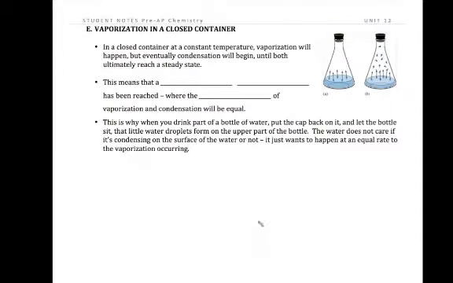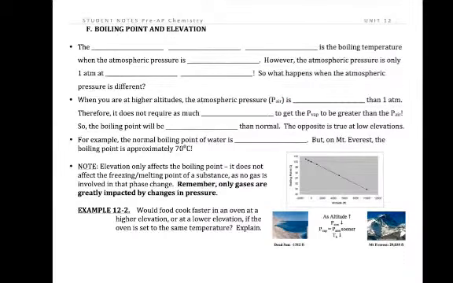Now, if we've got vaporization in a closed container, what we reach, and I talked about this earlier, is a phase equilibrium, where the rates of condensation and vaporization will be equal. And so even in your water bottle, you're going to see some condensation on the edges, and some will evaporate, but as every molecule that evaporates, another one condenses.